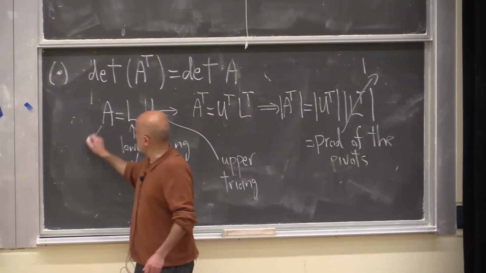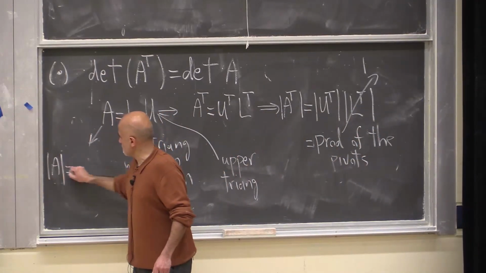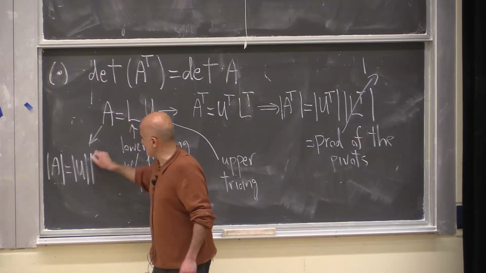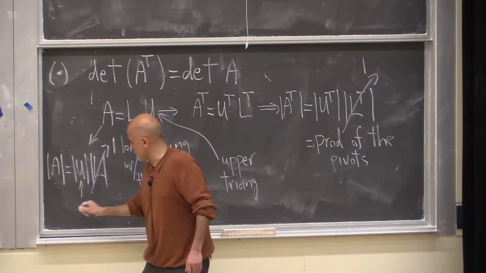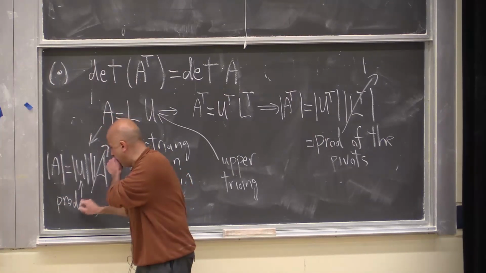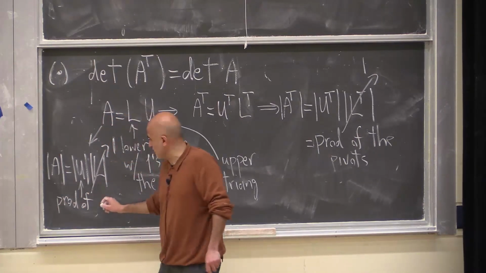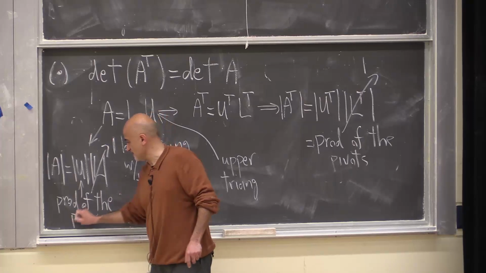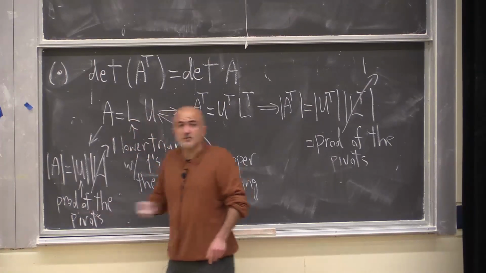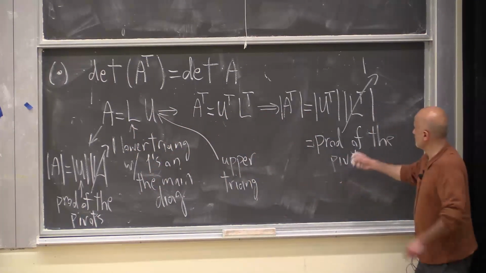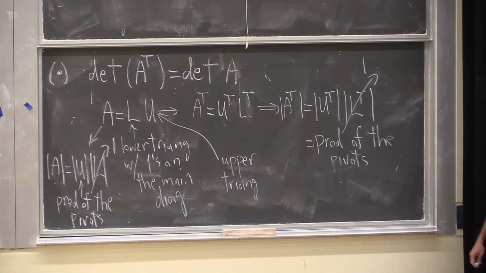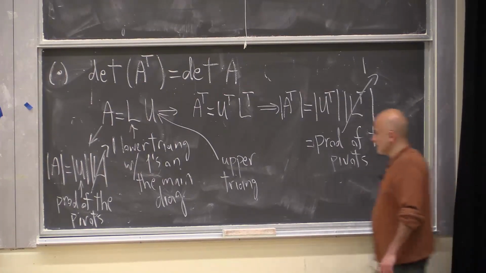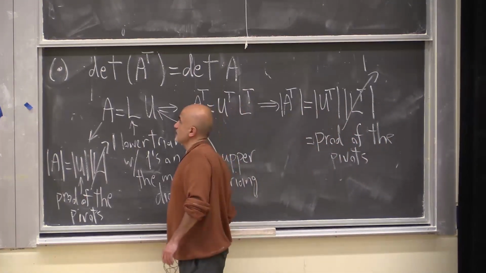But the determinant of A is also the product of the determinant of U and the determinant of L. This is 1. And the determinant of U is the product of what? The pivots. So they're equal. They're the same. So the determinant of the transpose of a matrix is the same as the determinant of the matrix itself. We'll need this when we get to the eigenanalysis.